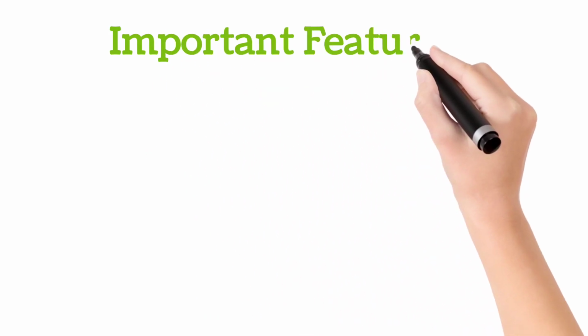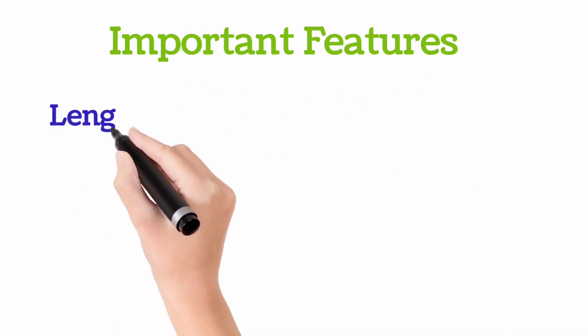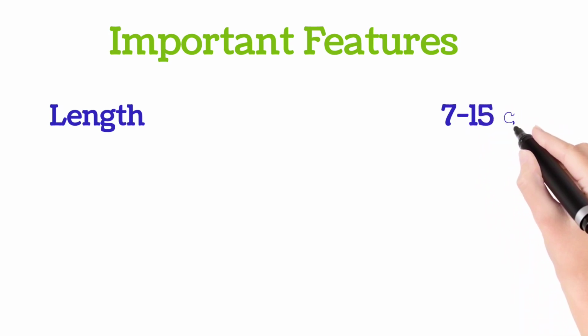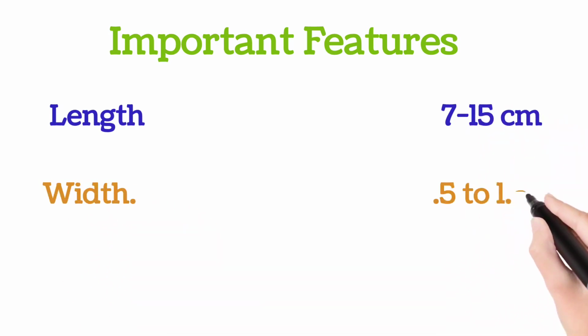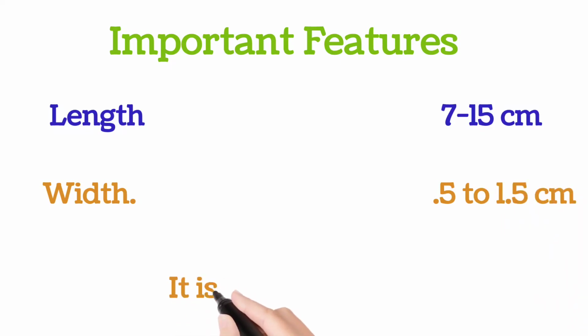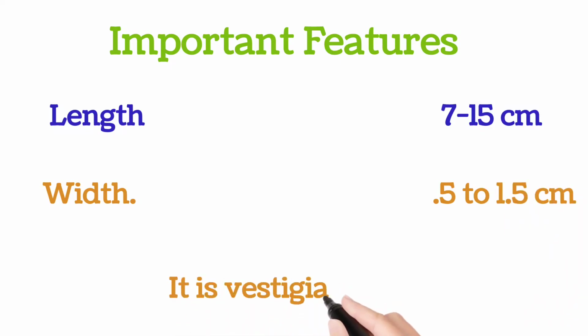Important features. Length: 7 to 15 centimeters. Width: 0.5 to 1.5 centimeters. It is a vestigial organ.